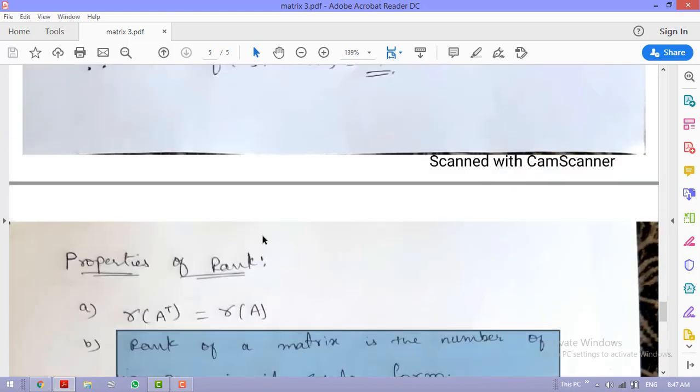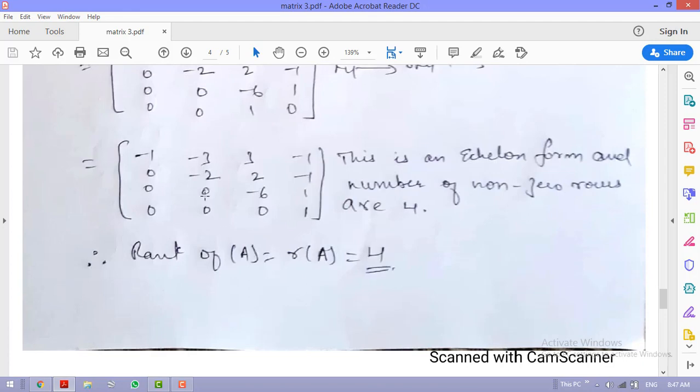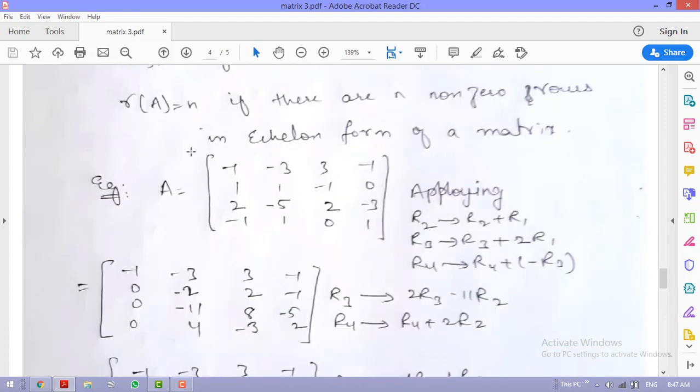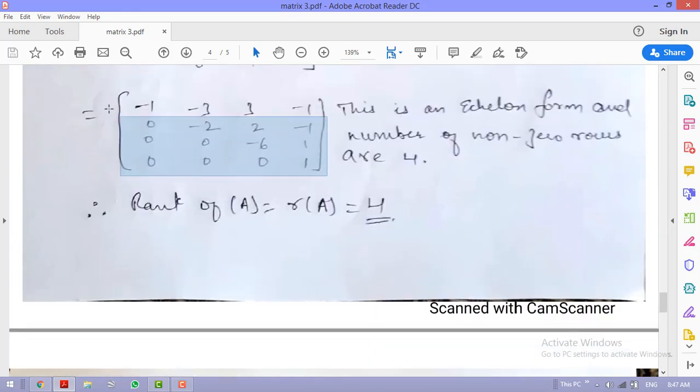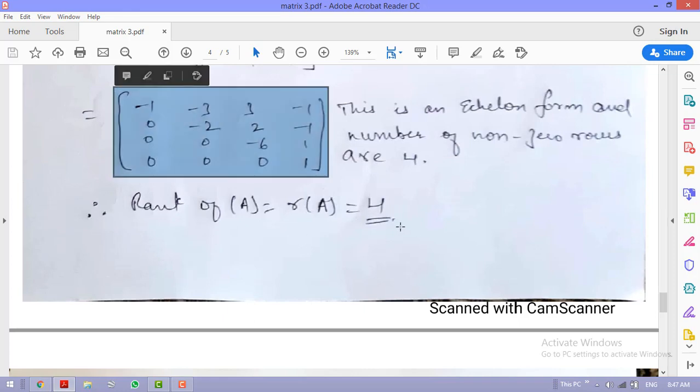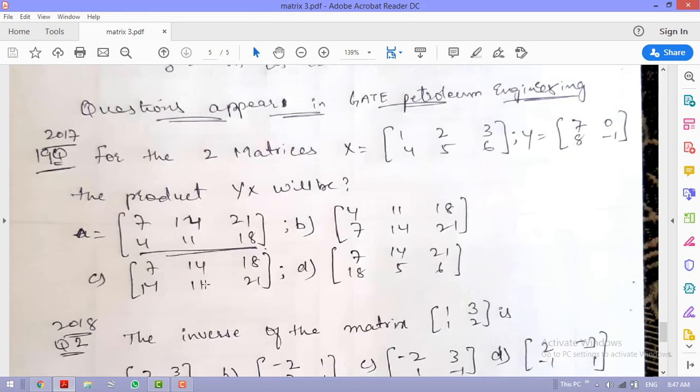The next property is that the rank of a matrix is the number of non-zero rows in its echelon form. What I explained just before, the rank of this particular matrix is 4. How? First we changed that matrix into echelon form, then we saw how many non-zero rows are there, and that number of non-zero rows is nothing but the rank of the matrix, right?